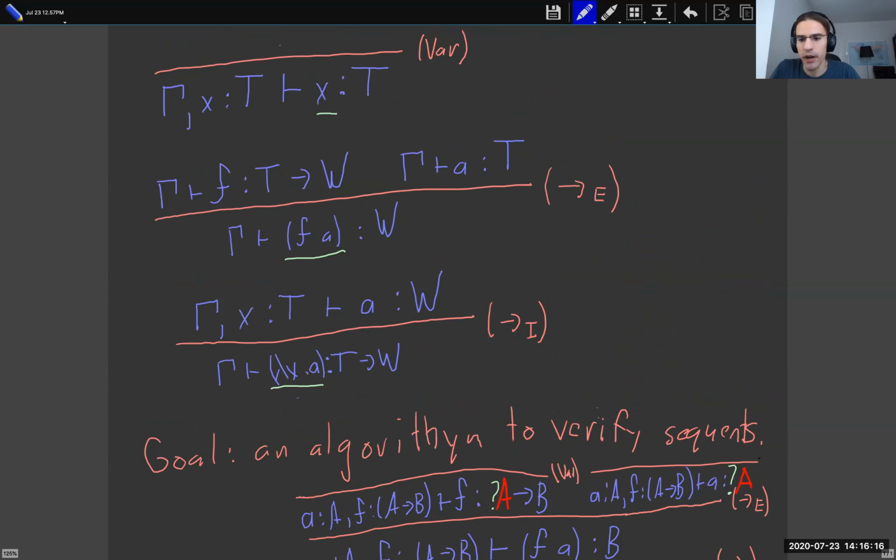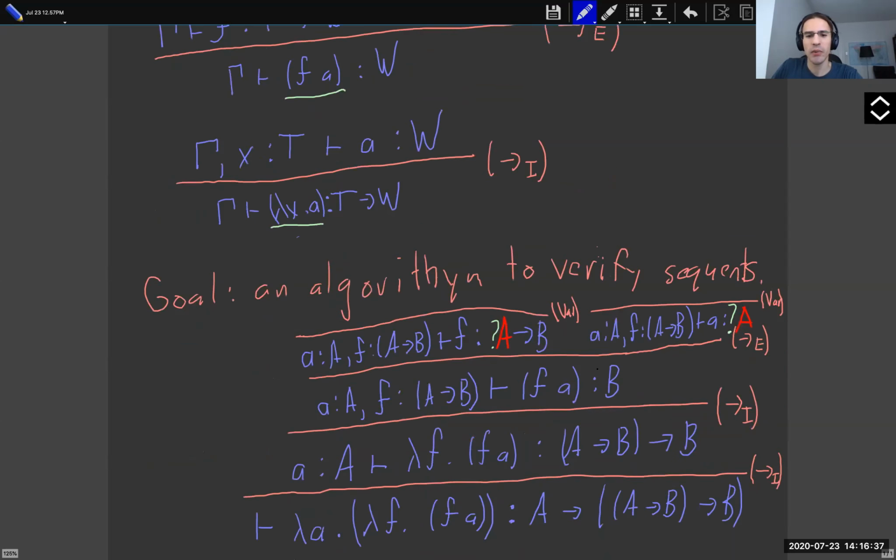Similarly for the second term, right? Why is it justified? Someone else tell me. Because A is of type capital A also appears in the context. Right.